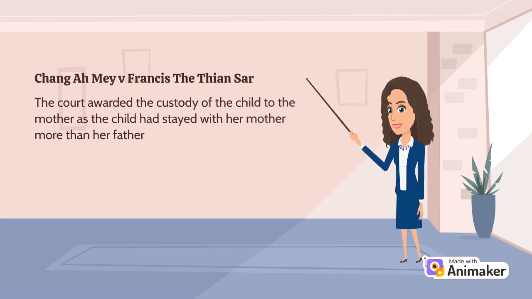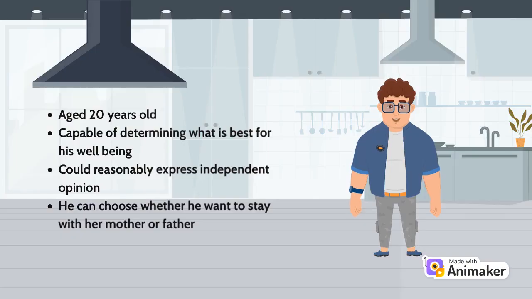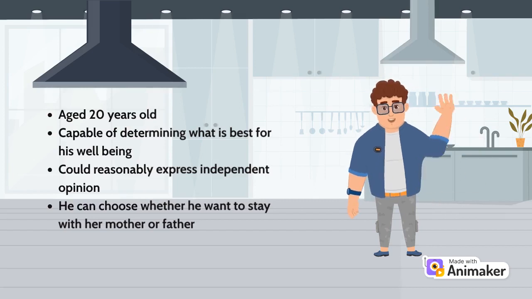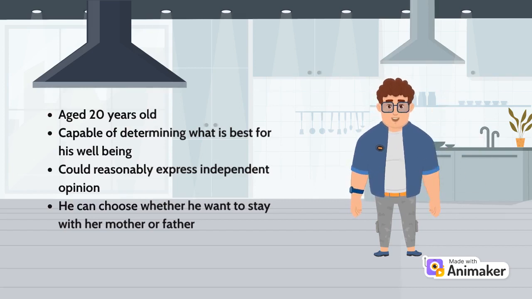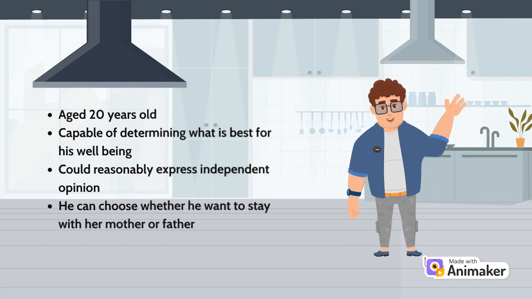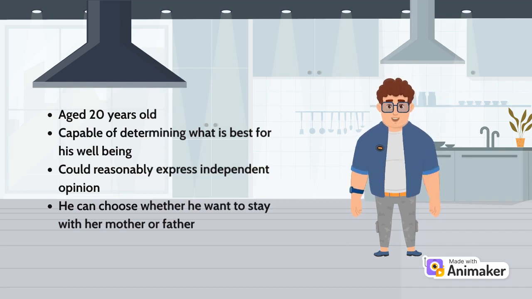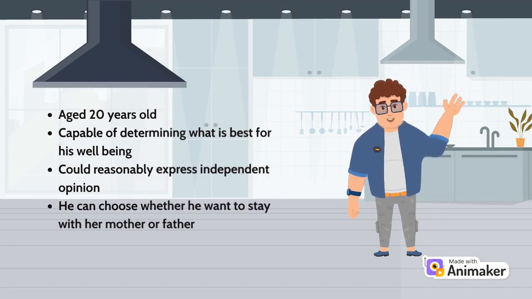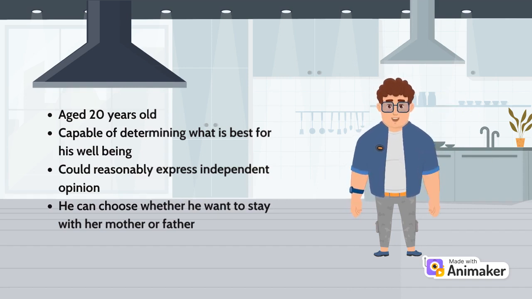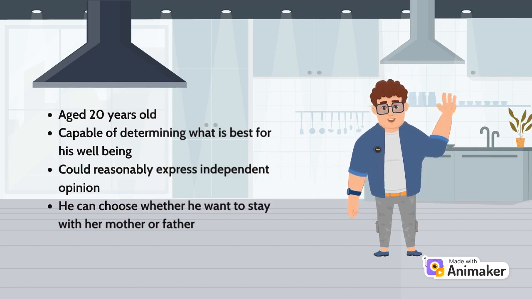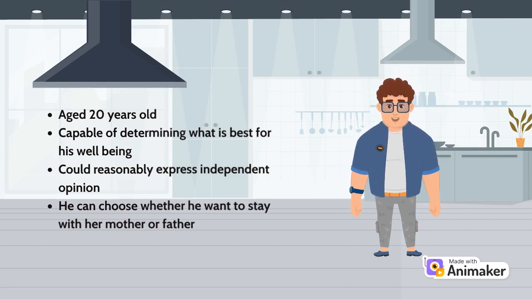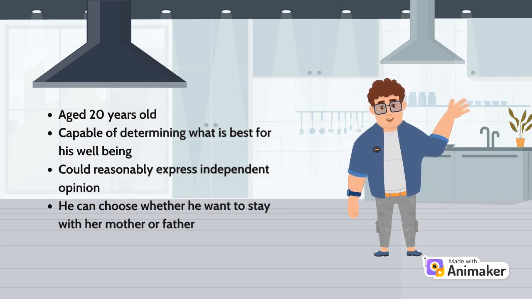Applying Section 88 Clause 4, every child of Sheila's needs to be decided by the court in awarding custody. For the first child, he is aged 20 years old. Therefore, he is an adult who is at the age where he is capable of determining what is the best for his well-being and could reasonably express an independent opinion. Thus, he can choose whether he wants to stay with his mother or his father. If he wanted to stay with his mother, therefore, Sheila can claim for custody.